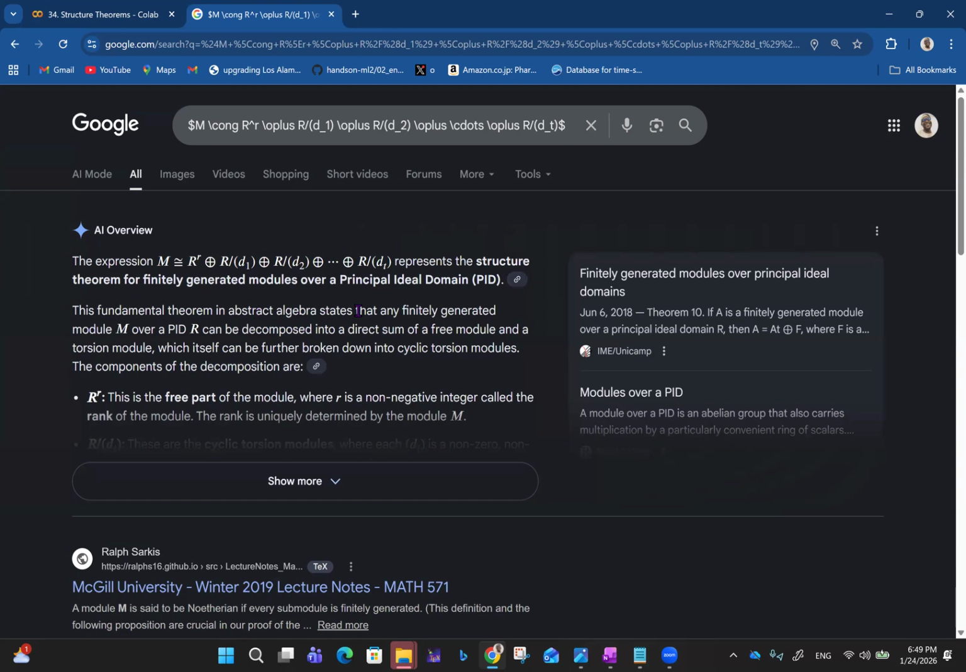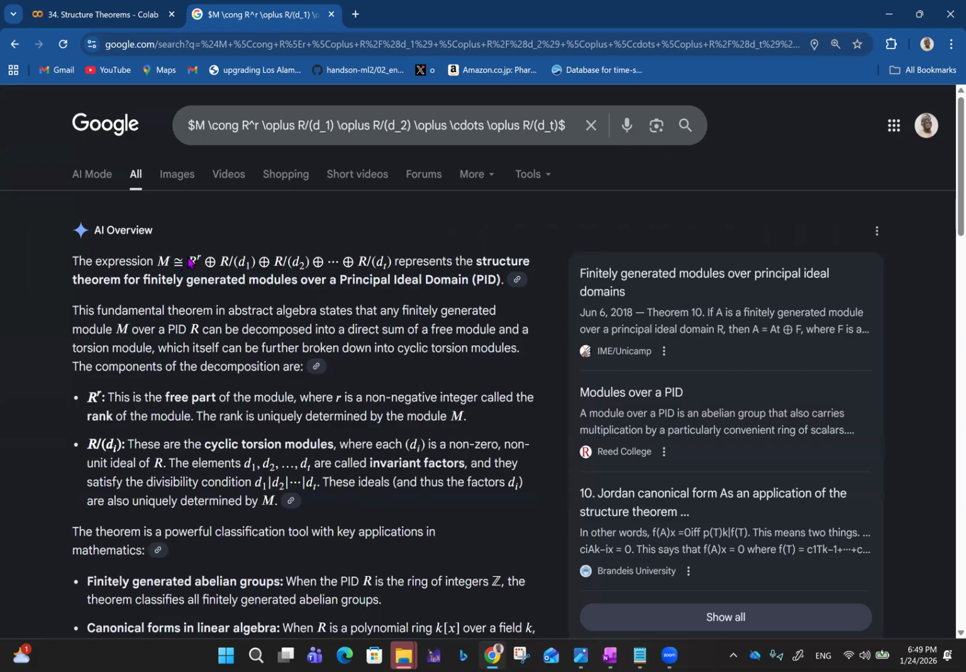This fundamental theorem in abstract algebra states that any finitely generated module M over a principal ideal domain R can be decomposed into a direct sum. So that's why we have all this ⊕. A direct sum of a free module and a torsion module, which itself can be further broken down into cyclic torsion modules. So the components of the decomposition are these. You have R^r, this first part, which is the free part of the module, where r is a non-negative integer called the rank of the module.